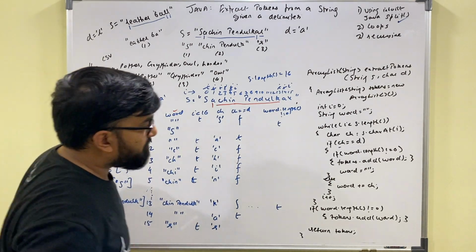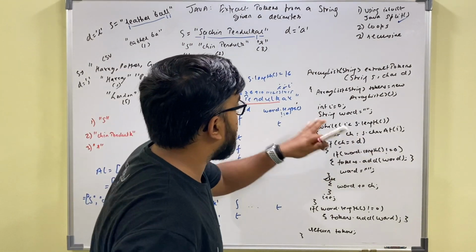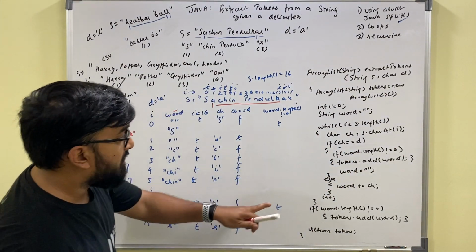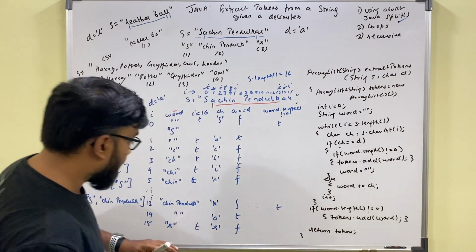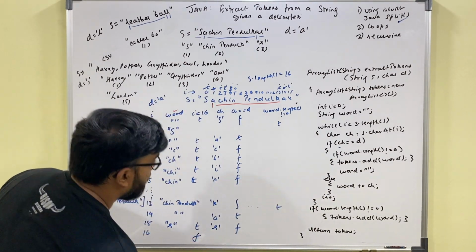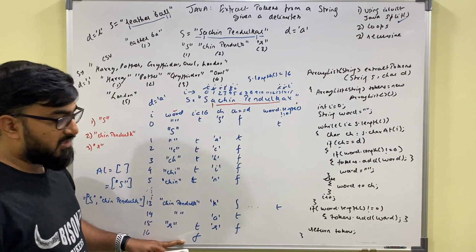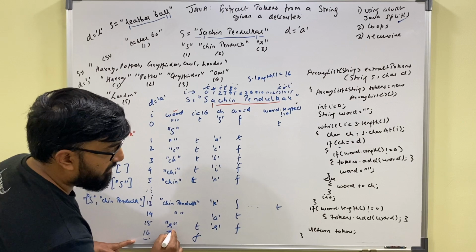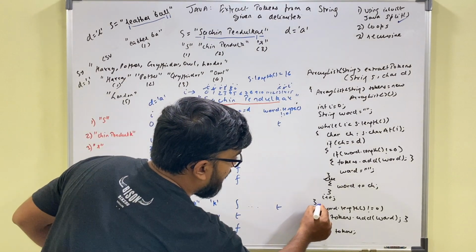ch is lowercase r, ch equal to d is false, and so ch is added to your blank word, word becomes r. i plus plus, i becomes 16. 16 less than 16 is false. So when i is 16, your word is r, and you come out of the loop.